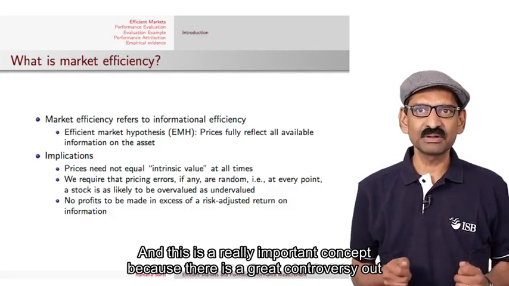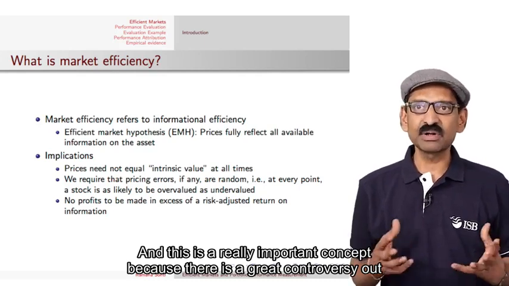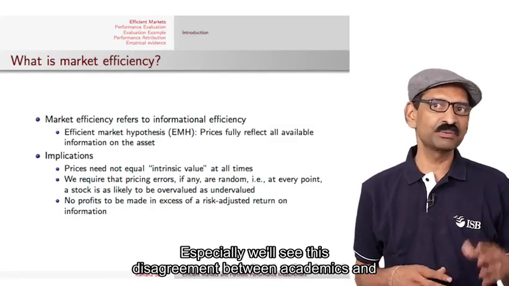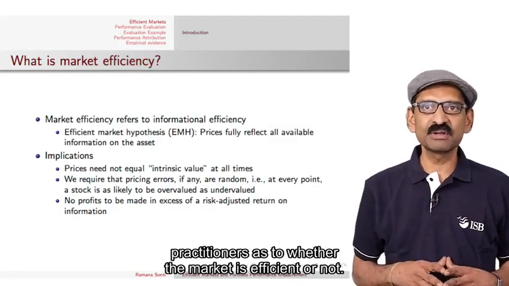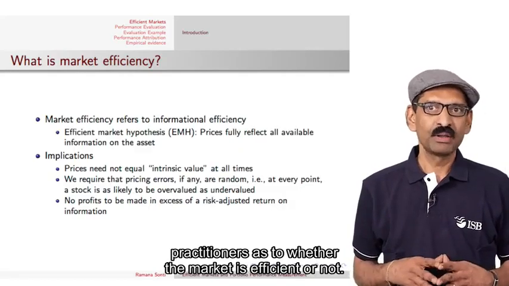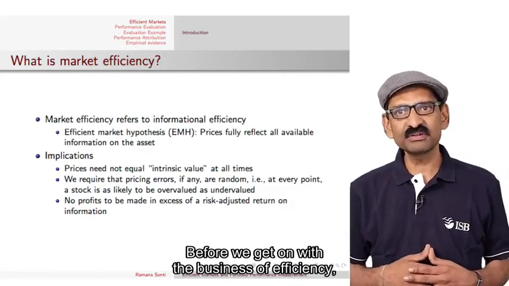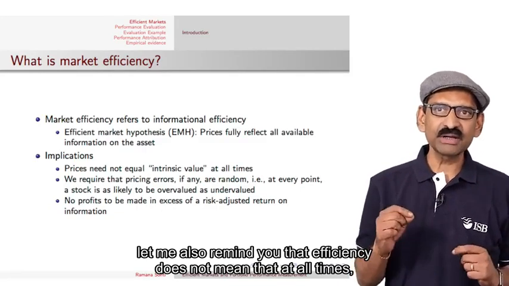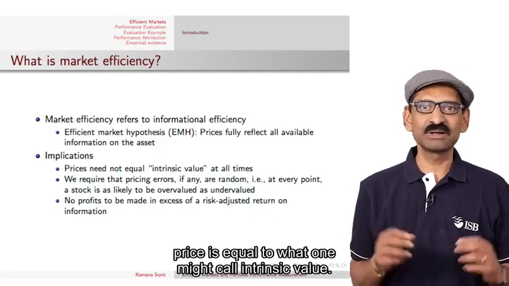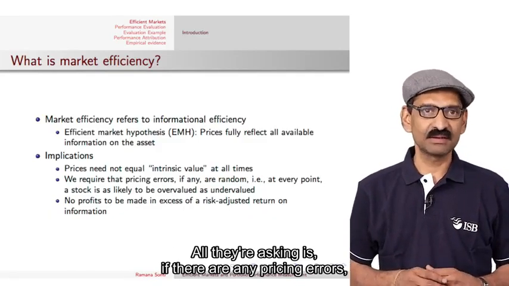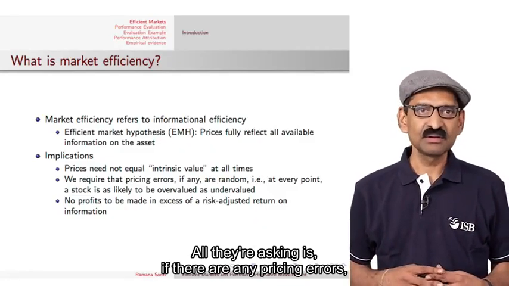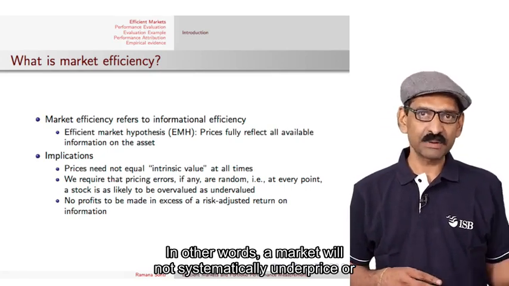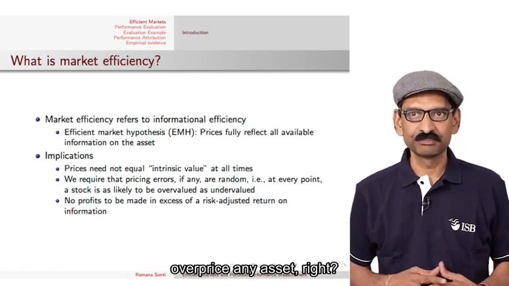And this is a really important concept because there is a great controversy out there in academic finance, especially a disagreement between academics and practitioners as to whether the market is efficient or not. Before we get on with the business of efficiency, let me also remind you that efficiency does not mean that at all times price is equal to what one might call intrinsic value. All they are asking is, if there are any pricing errors, they should not be systematic. In other words, a market will not systematically underprice or overprice any asset.